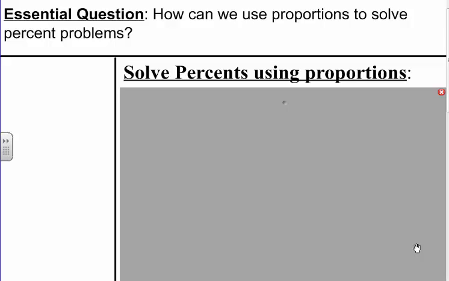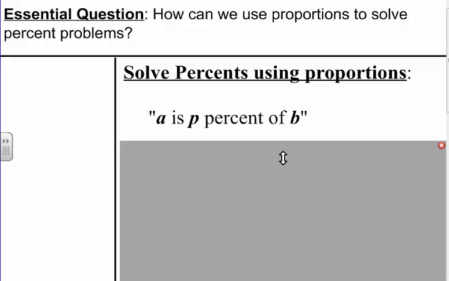Okay, this is video 7, solving percent problems using proportions. So your essential question: how can we use proportions to solve percent problems? So, solving percents using proportions.